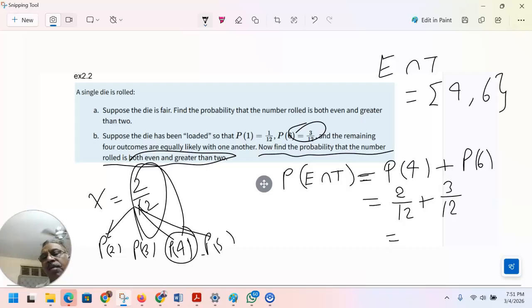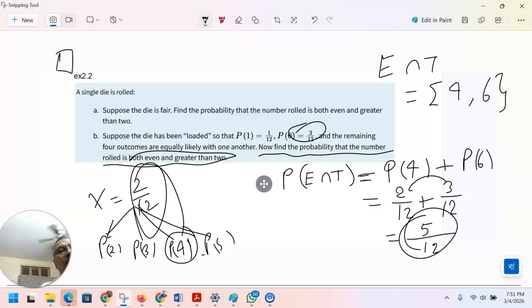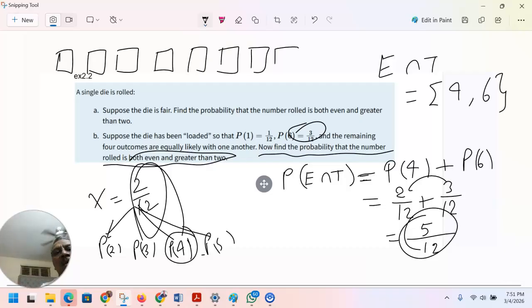So the answer becomes: the common denominator is 12, and you add this 2. 2 plus 3 is 5, and that's the answer. If you really want a visual understanding of this, I have to draw like this, 12 of them. See, 4, 5, 6, 7, 8, 9, 10, 11, 12, let's say.